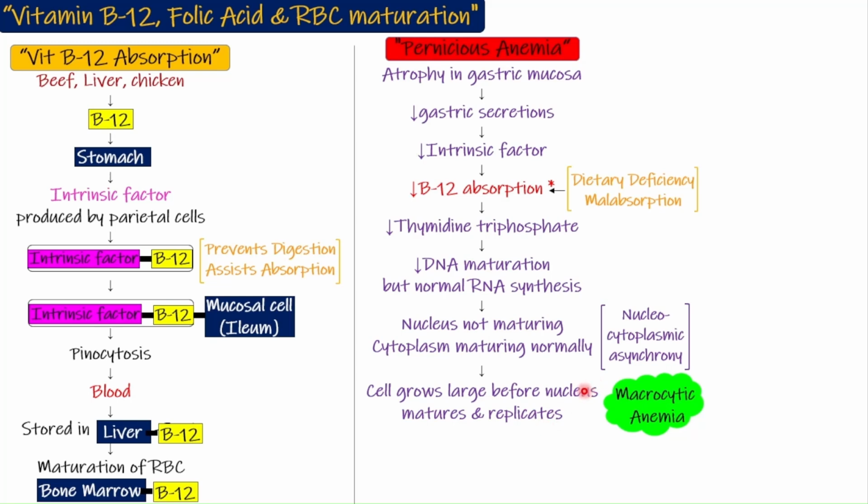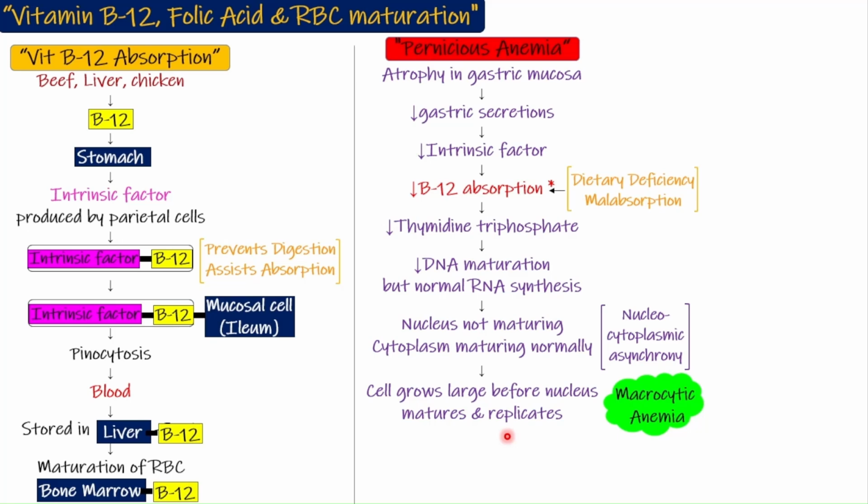Okay, so there are three things. Number one, the DNA is not being matured. Second, there is nucleocytoplasmic asynchrony. And third, the cell is growing large way before the nucleus is matured and replicates. So that's why this whole condition is known as macrocytic, or large sized cells, and this is anemia. So this is macrocytic anemia.